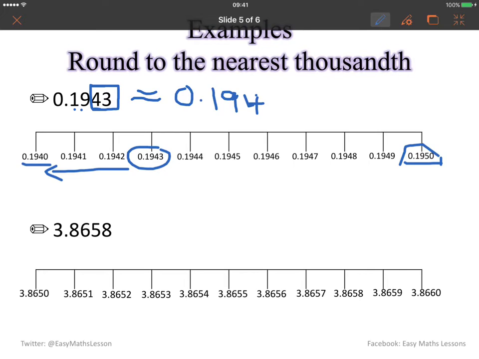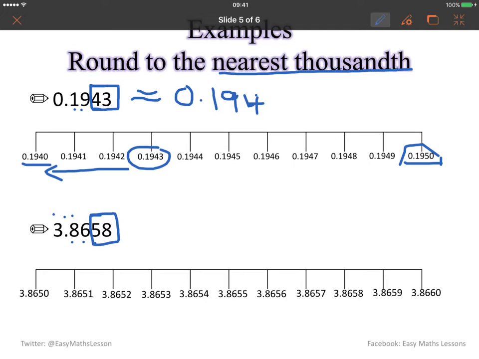For my second one on this slide, I've got 3.8658. I need to do it to the nearest thousandth. So not the first decimal, not the second, but the third decimal place. So I'm going to look at 58. 58 is closer to 60 than it is to 50. And therefore I can say 3.866. Let's see on a number line.